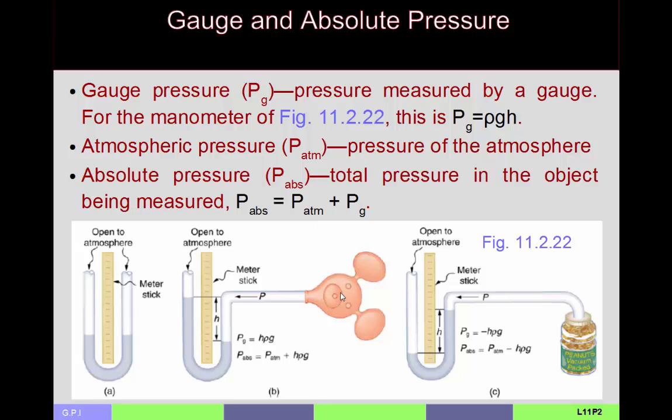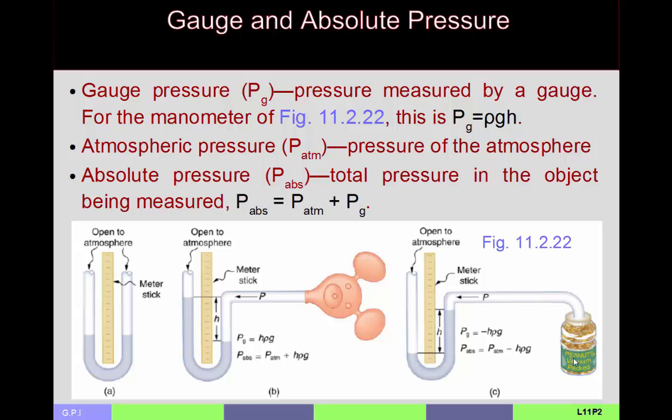So in the case of this object here, the manometer is reading some pressure. For example, maybe this height is 10 centimeters. So it'd be 10 centimeters times whatever the density of this fluid is, maybe it's water, maybe it's mercury, times the free fall acceleration. Well, that's the gauge pressure. If you want to find out the actual pressure inside of this object, it's that pressure plus 1 atmosphere, or 101,000 pascals.